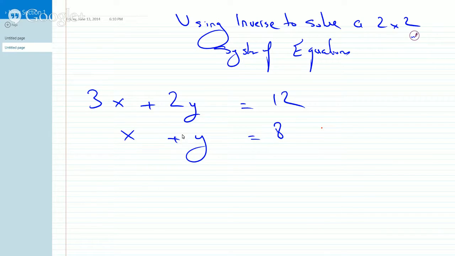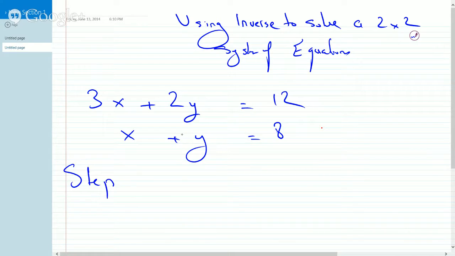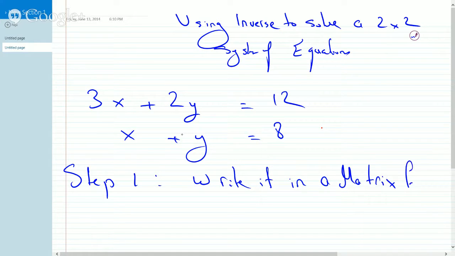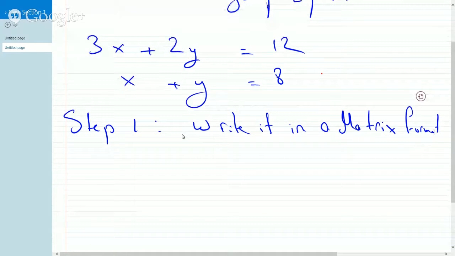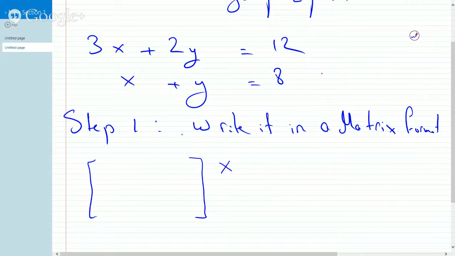So the first step is you write it in the matrix form. Step 1, write it in a matrix form, and I think I showed you that. So what you do is, this is coming straight from multiplication. You're going to have a 2 by 2 here, and you're going to have your unknowns here, x, y, and this is a 2 by 1 matrix. And then the answers go on a matrix on the right hand side.